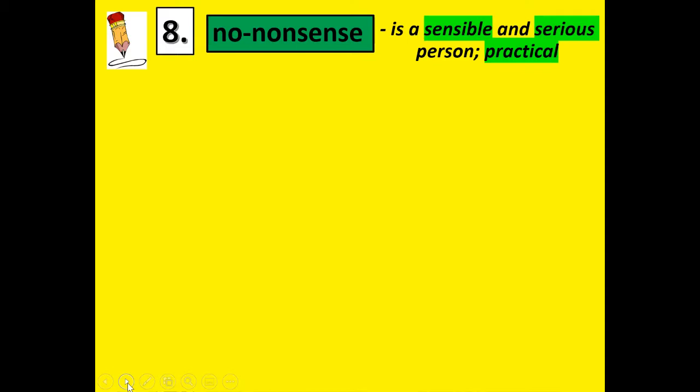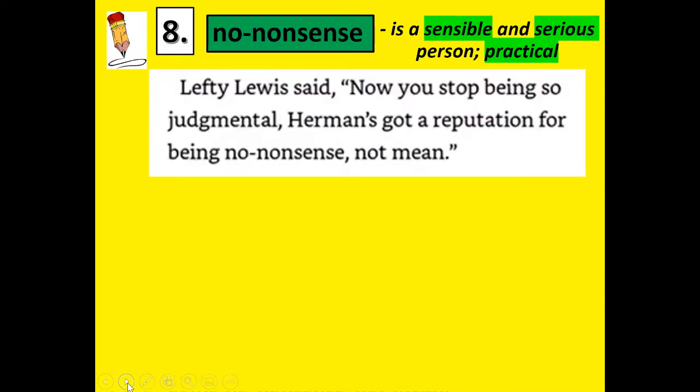Which means a sensible and serious person, practical. Lefty Lewis said, "Now you stop being so judgmental. Herman's got a reputation for being no nonsense, not mean."